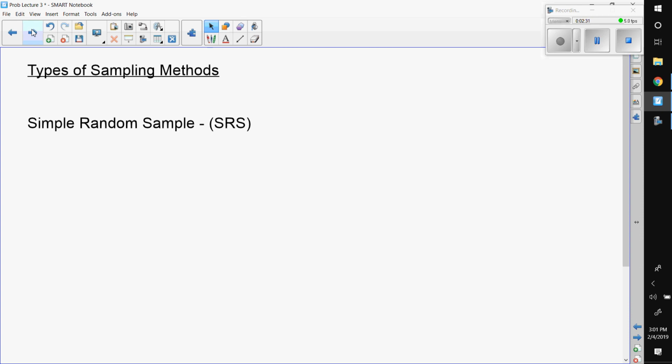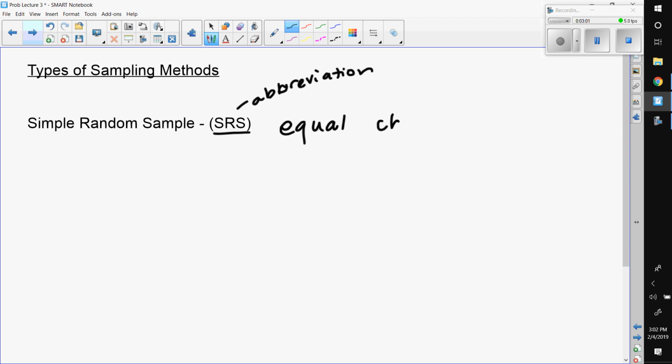This is really what our lecture is on today: types of sampling methods. They're going to use that randomization, knowing that your population should be related to your sample. The first one, and the most common one, is the simple random sample, or SRS, which is the abbreviation that we will use. This means equal chances of being selected.